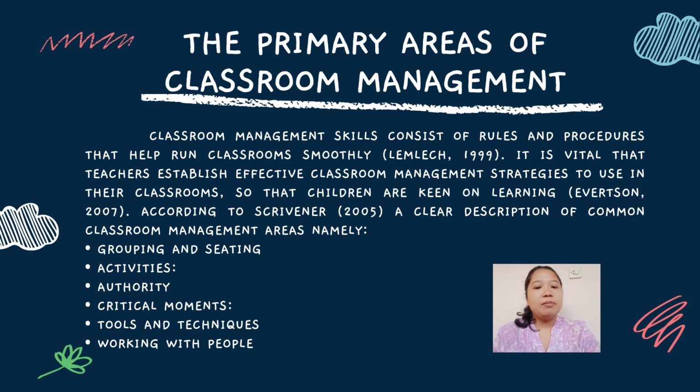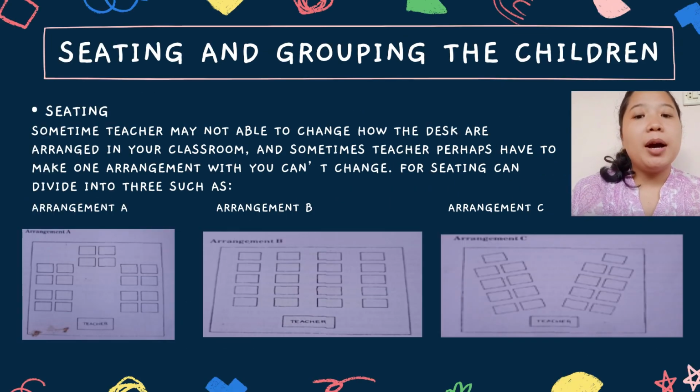And the next one is about working with people: spreading your attention evenly and appropriately, using intuition to gauge what students are feeling, like getting honest feedback from students. And that's about the primary areas in classroom management. And the next part is about seating and grouping the children.